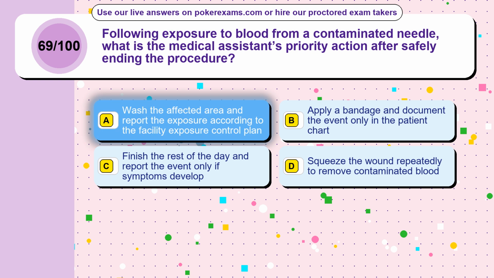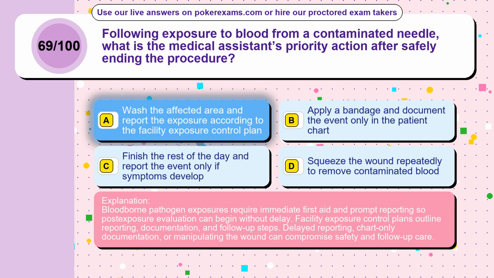The correct answer is option A. Wash the affected area and report the exposure according to the facility exposure control plan. Blood-borne pathogen exposures require immediate first aid and prompt reporting so post-exposure evaluation can begin without delay. Facility exposure control plans outline reporting, documentation, and follow-up steps. Delayed reporting, chart-only documentation, or manipulating the wound can compromise safety and follow-up care.